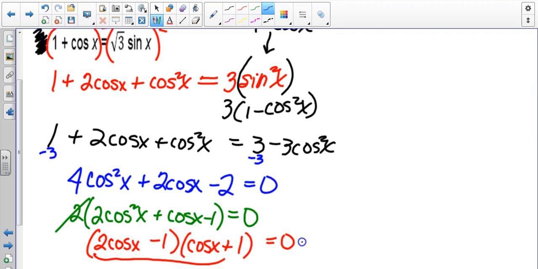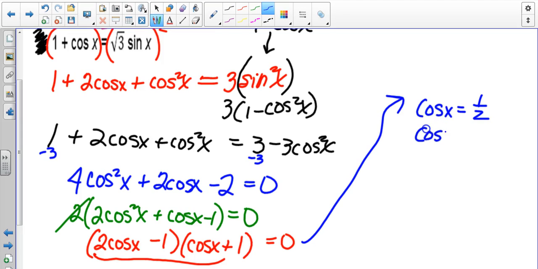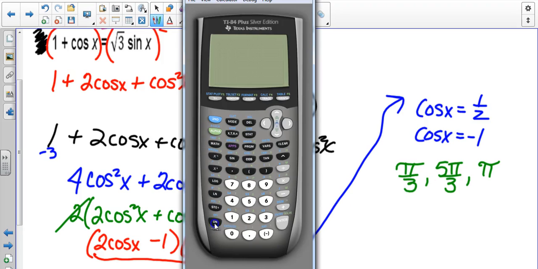All right, so the take your turn being equal to 0 game gives us cosine of x equals 1/2 or negative 1. All right, where's the cosine 1/2? And where is the cosine negative 1? Pi? Plain old pi? All right, this is a really easy one to type in and check by graphing if we have any extra solutions.